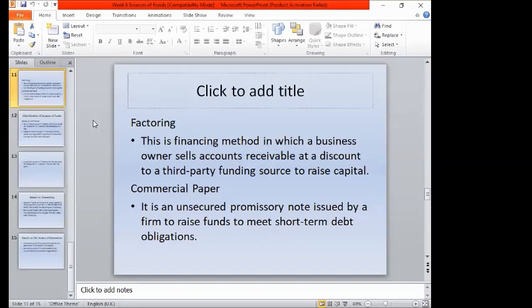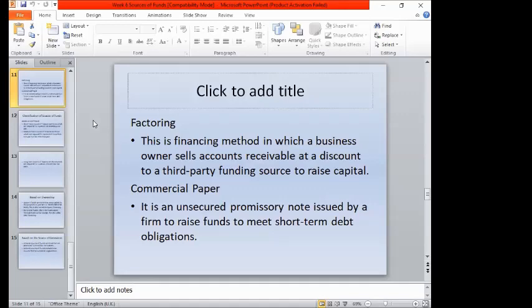Factoring, okay, factoring is a financing method where a business owner is going to sell their collectibles at a discount to a third party, which is financing to raise capital. What do you mean by that? Factoring. Let's say you have uncollected receivables.